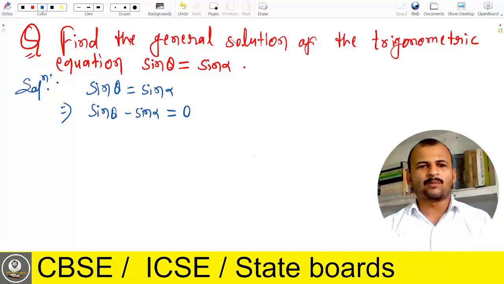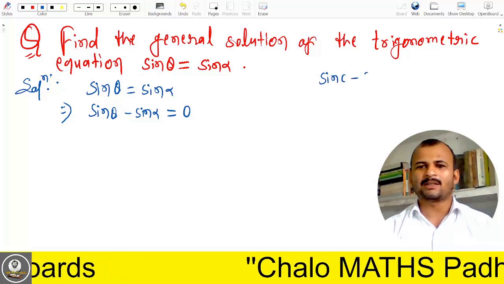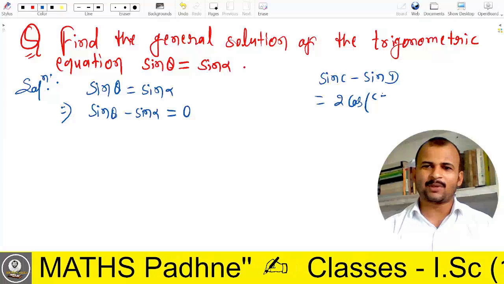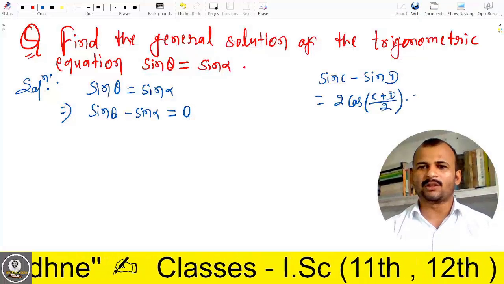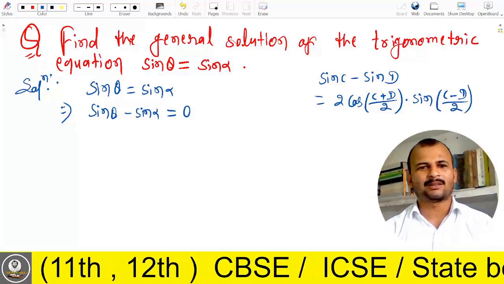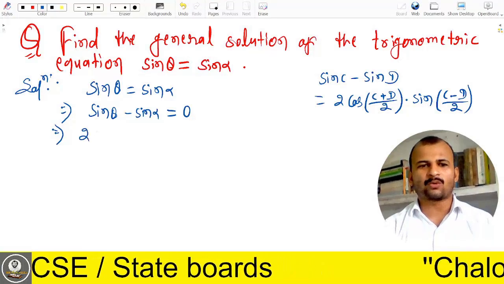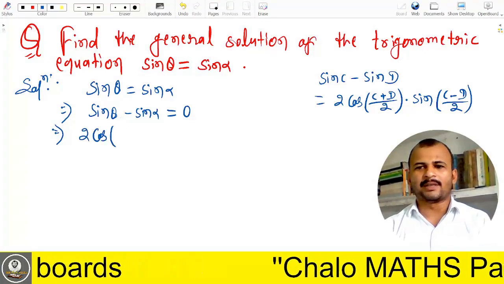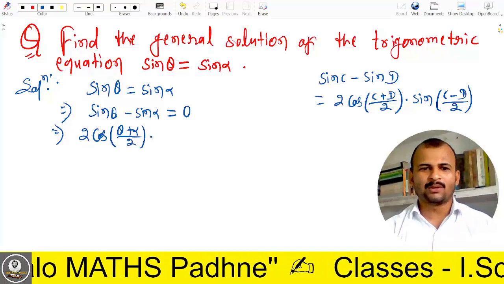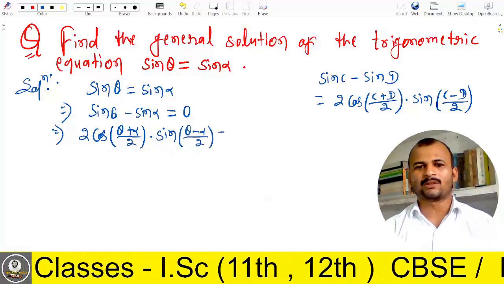Now we use the formula for sin C minus sin D. We know that sin C minus sin D equals what? 2 cos((C plus D)/2) into sin((C minus D)/2). By using this formula we can find its general solution easily. So we use this. Therefore, we get 2 cos((theta plus alpha)/2) into sin((theta minus alpha)/2) equals 0.